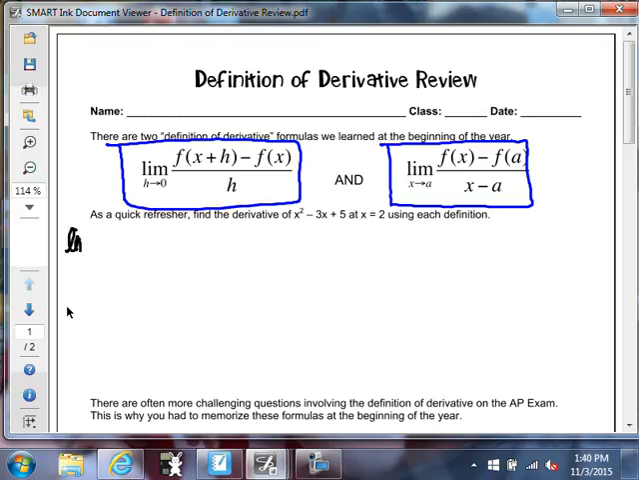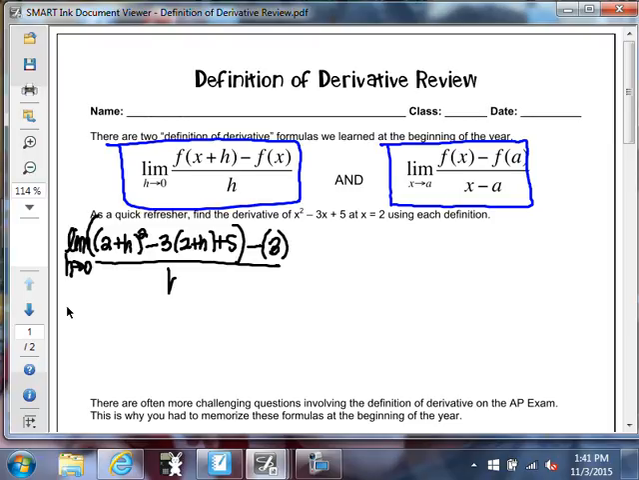But we're going to do the limit as h goes to 0. I know, your fave. And then we're going to plug in x plus h, but instead of x, I'm going to do 2 plus h squared minus 3 times 2 plus h plus 5. And then I'm going to subtract out f of 2, which is going to be 4 minus 6, so negative 2 plus 5 is going to be 3. It's a little sloppy, I know.